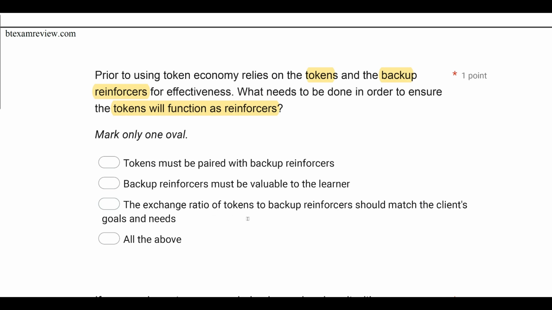And then C, the exchange ratio of tokens to backup reinforcers should match the client's goals and needs. Absolutely, right? However many tokens it takes to earn the reinforcer should reflect the goal and the need of the client. And so what needs to be done is tokens must be paired, the backup reinforcers must be valuable, and that exchange ratio, in other words, 5 tokens for 1 backup reinforcer, must match the client's goals and needs. So what needs to be done in order to ensure the tokens will function as reinforcers? Well, D, all the above.